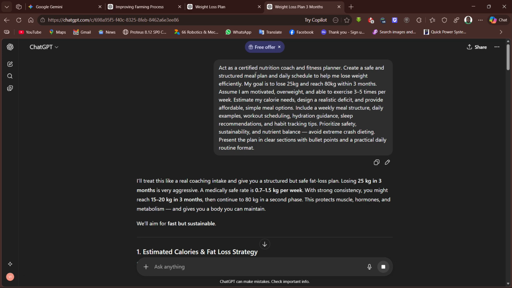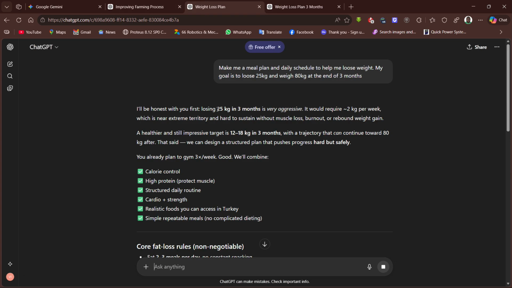Now let's start with the less advanced prompt. It said, I'll be honest with you first, losing 25 kilograms in 3 months is very aggressive. It will require 2 kilograms per week, which is near extreme territory and hard to sustain without muscle loss, burnout, or rebound weight gain. A healthier and still impressive target is 12 to 18 kilos in 3 months, with a trajectory that can continue towards 80 kilograms after. That said, we can design a structured plan that pushes progress hard but safely. Your plan to gym 3 times a week is good.